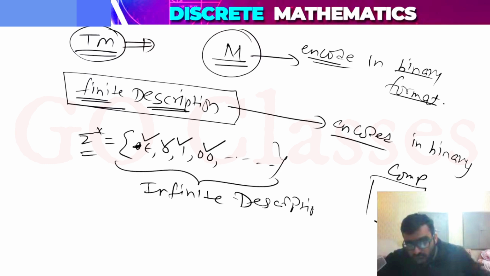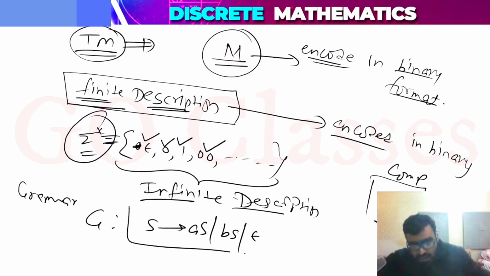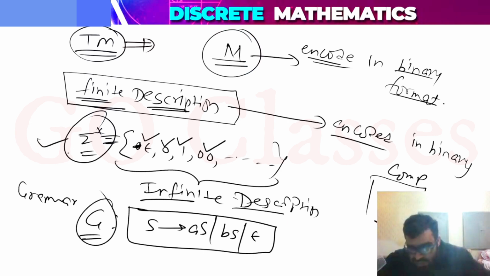So how can I supply this sigma star to a computer? Very easily I can do it. Of course, this is an infinite description, so I cannot supply it directly. But for this sigma star, I can write a grammar. You can see I can write it like this: S goes to AS or BS or epsilon. This grammar will generate sigma star. Because this grammar generates sigma star, I can say that this grammar is basically a description of sigma star. And you can see this grammar is a finite description.